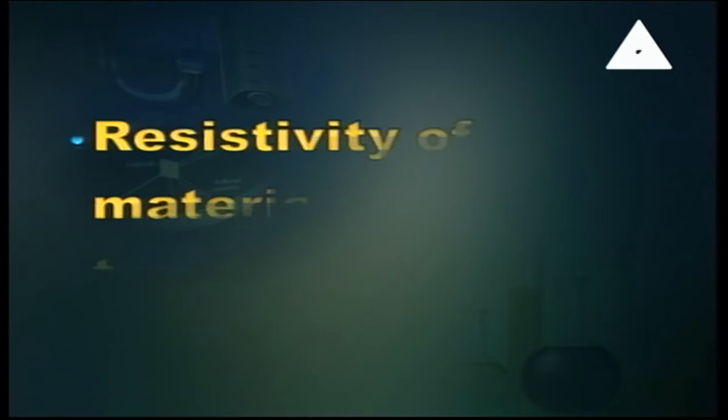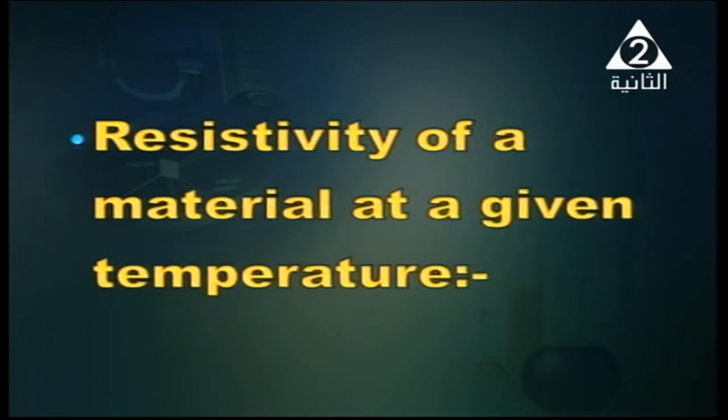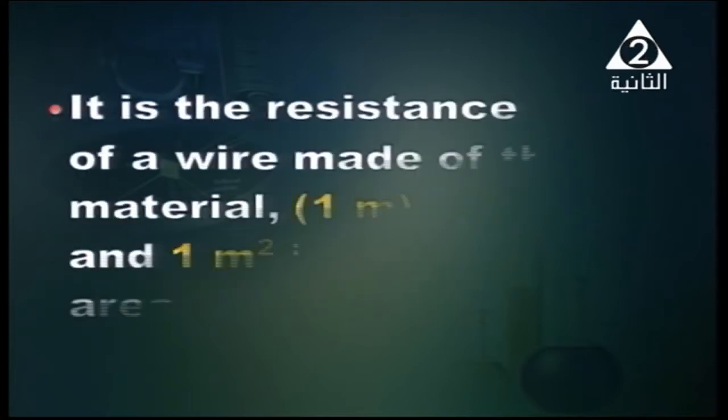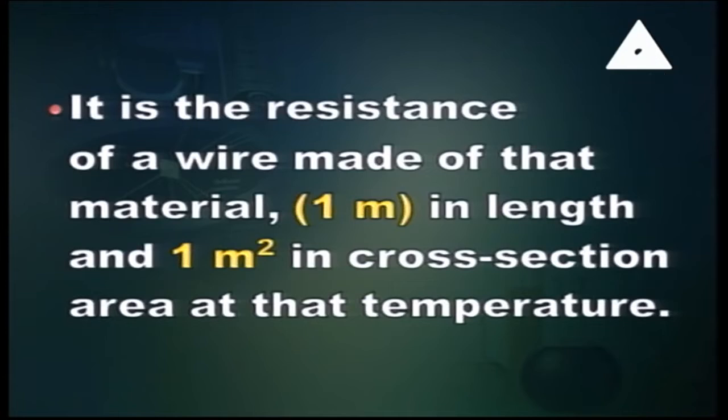And definition of resistivity of a material at a given temperature. You know, resistivity depends on kind of material and temperature. We want you to define resistivity of a material at a given temperature. Yes, actually it is the resistance of a wire made of that material. The wire should be 1 meter in length and 1 meter squared in cross-sectional area at that stated temperature. This was about the definition of resistivity.